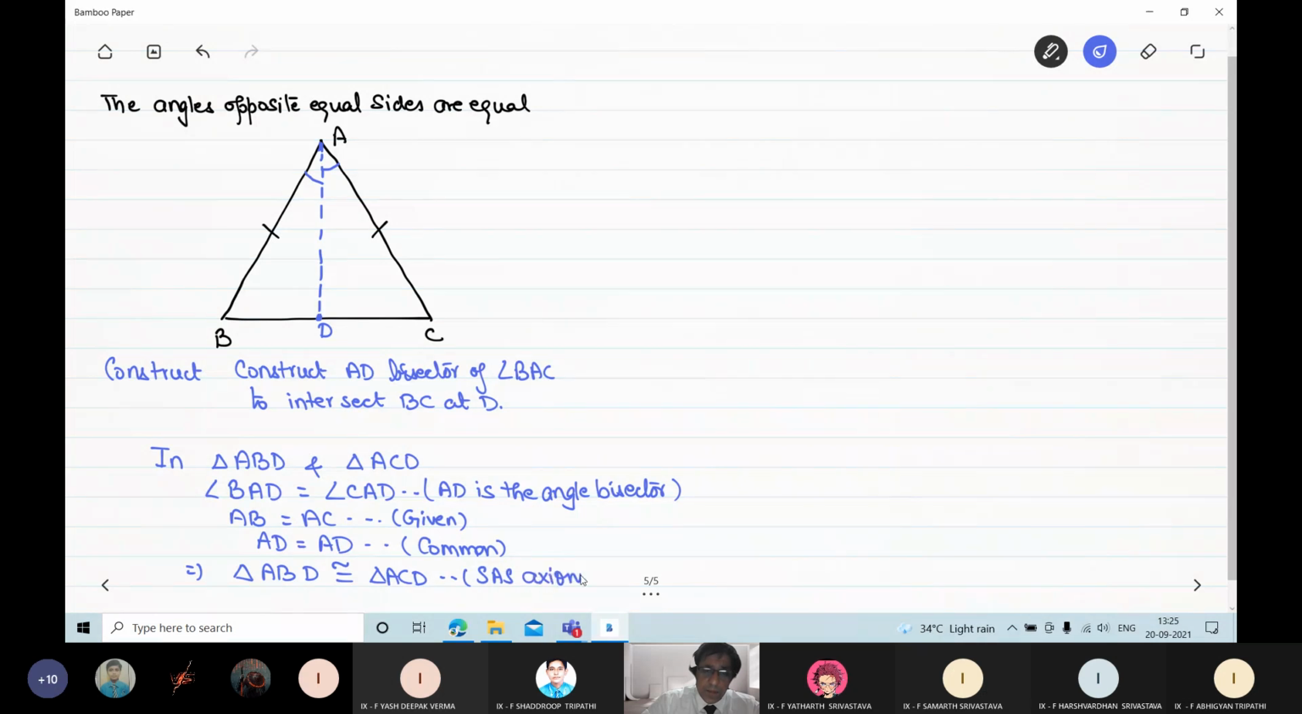So this implies that triangle ABD will be congruent to triangle ACD, and this is congruent by side included angle side axiom. Now, when these two triangles are congruent, I can say that angle B will be equal to angle C. So this implies that angle ABD will be equal to angle ACD, and this is by CPCT. This further implies that angle ABC is equal to angle ACB, hence proved. Is this theorem clear, children?